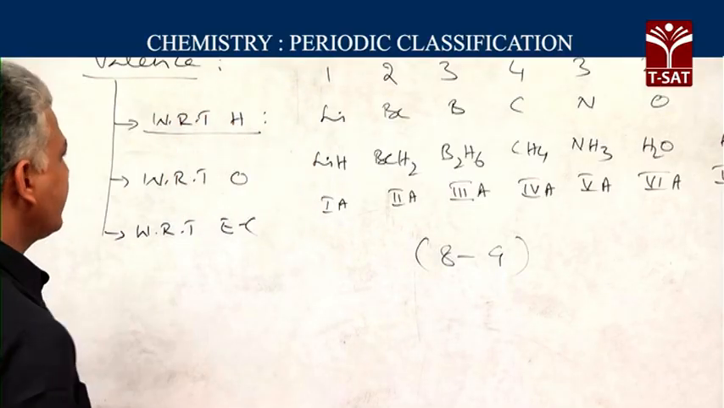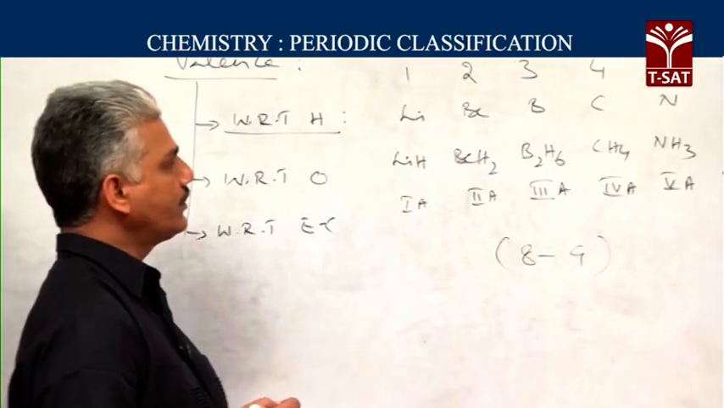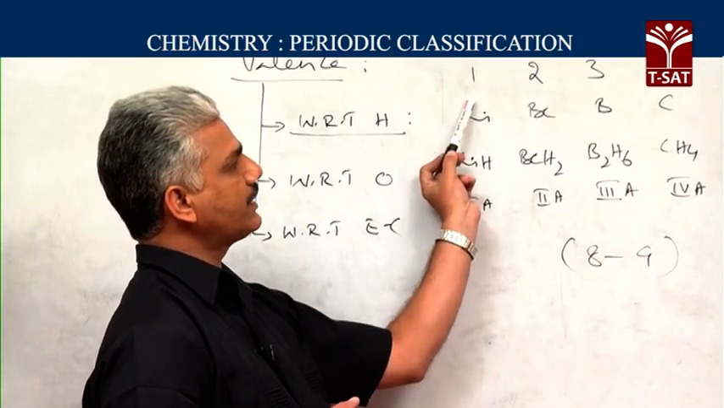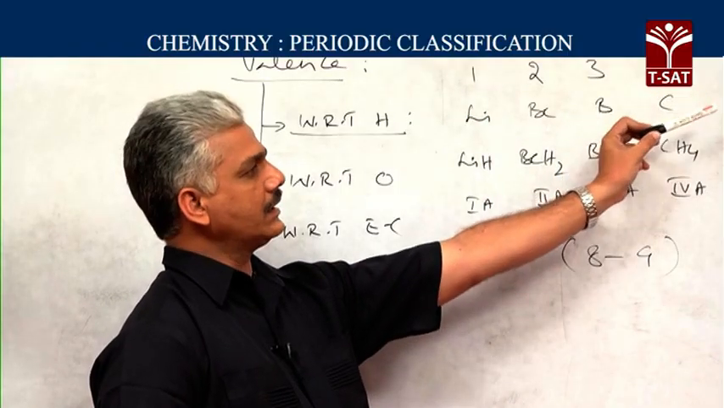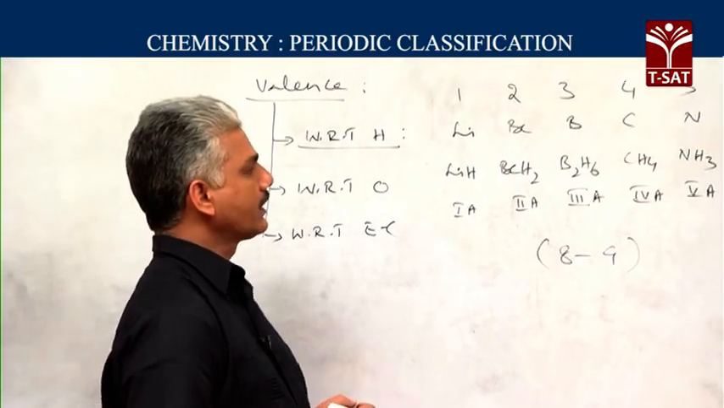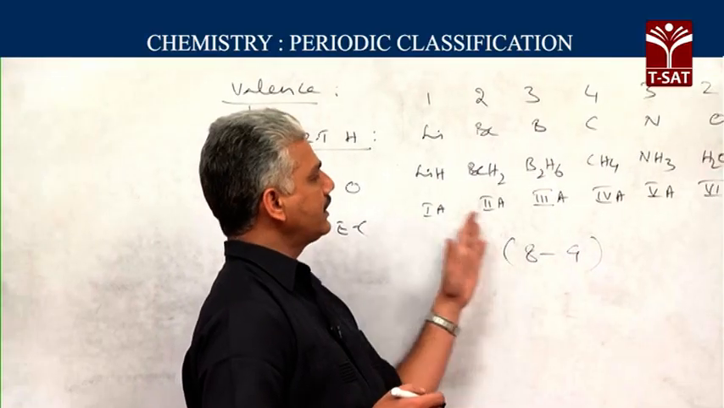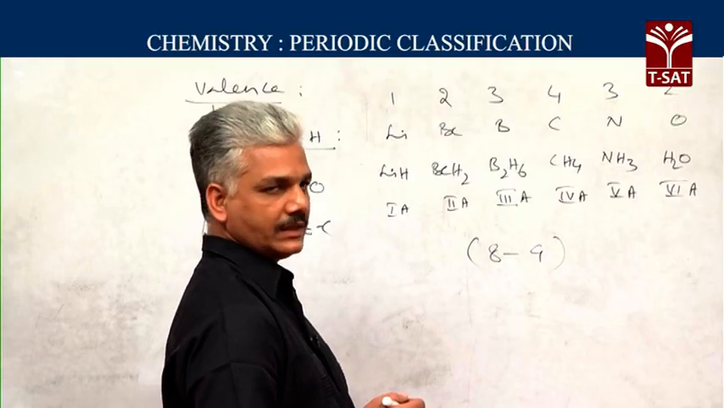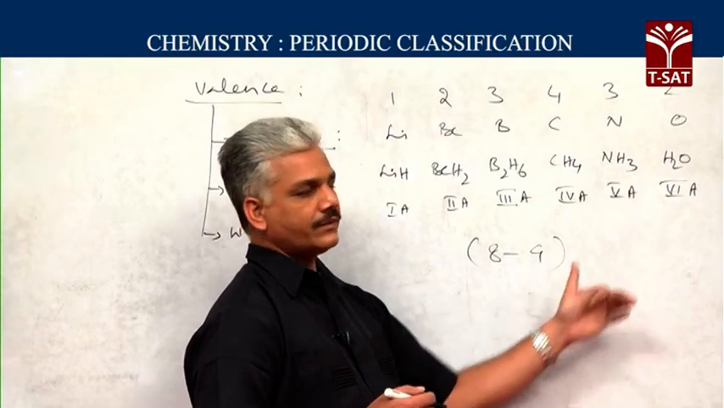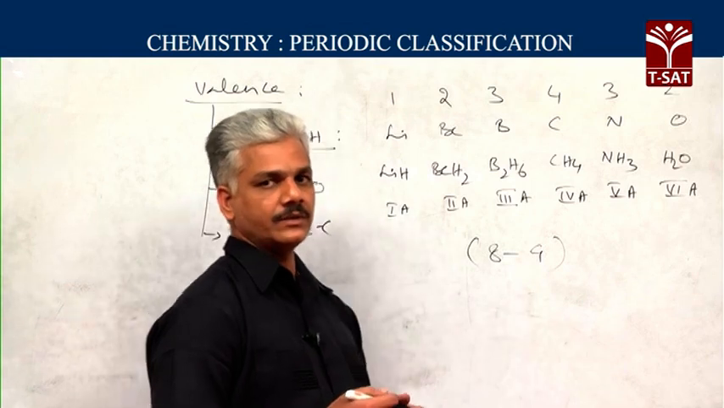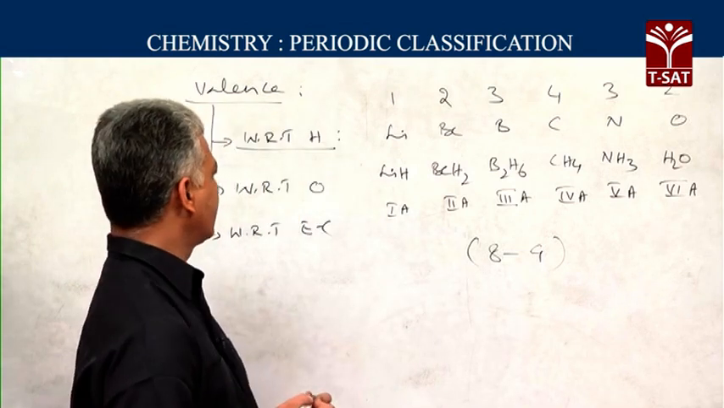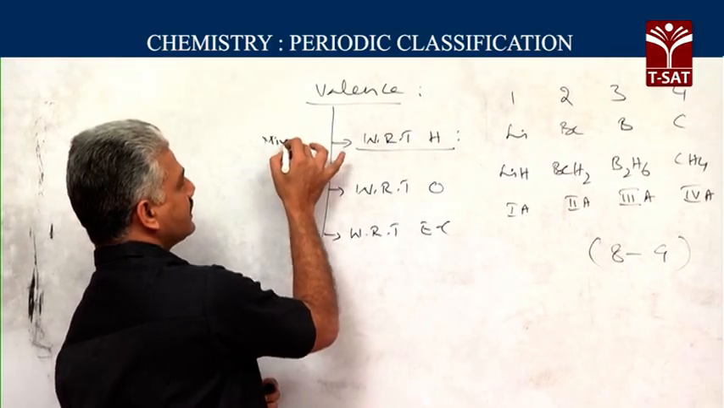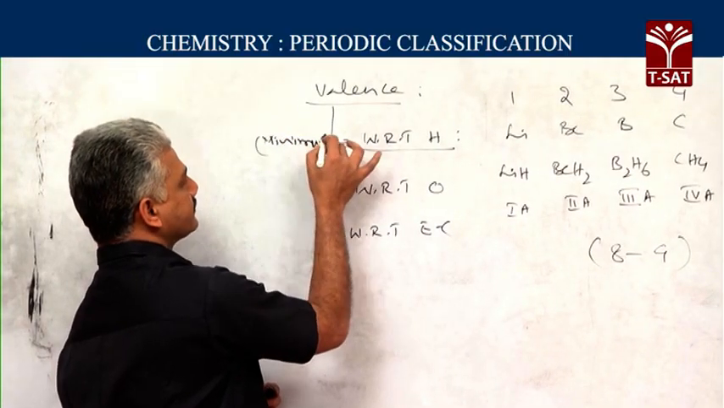So, with respect to hydrogen, as we move from left to right in the periodic table, the valency first increases from 1 to 4 and then decreases to 1. Up to 4th A group, there is no difference between group number and valency, but from 4th A group onwards, the valency value is equal to 8 minus G. Generally, valency with respect to hydrogen is considered as a minimum valency.